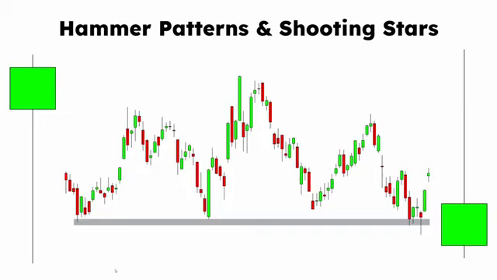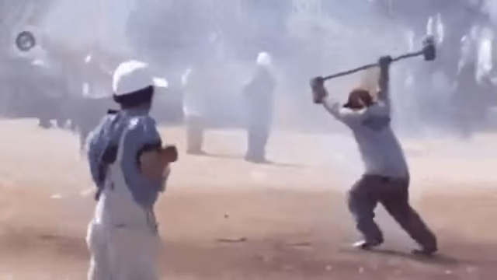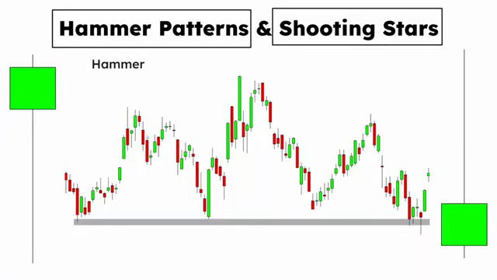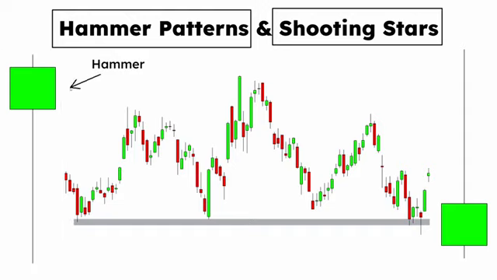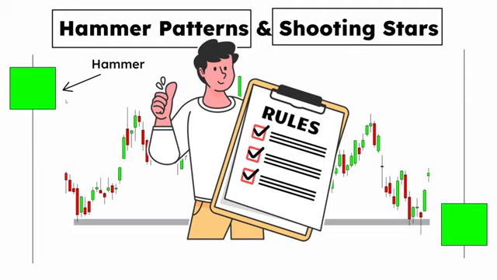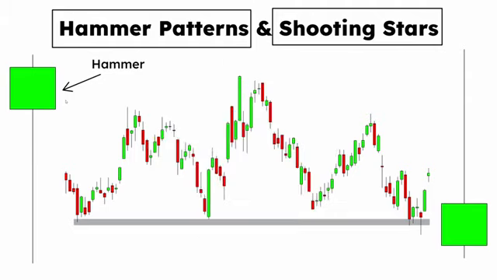So now let's right away dive in and take a look at two patterns that you really need to learn. I'm talking about hammer patterns and shooting stars. Let's begin by taking a look at the hammer. This pattern right here to the left is a hammer. The hammer pattern is a single candlestick pattern, meaning that it consists of only one candlestick. And there are a few rules you need to know in order to correctly identify a hammer.